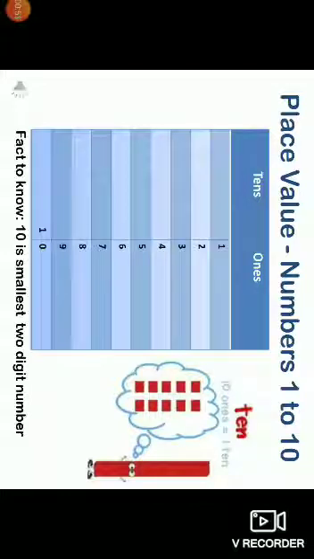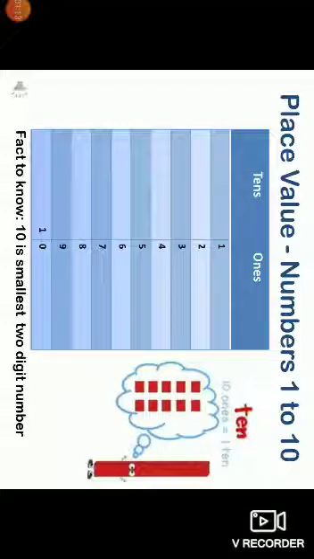We have already learned the counting of numbers. Now, we will learn the place value of each number. Place value means uski कीमत, उस number का स्थान. I have taken numbers 1 to 10 in a table format. On the top, I have given the heading tens and ones.